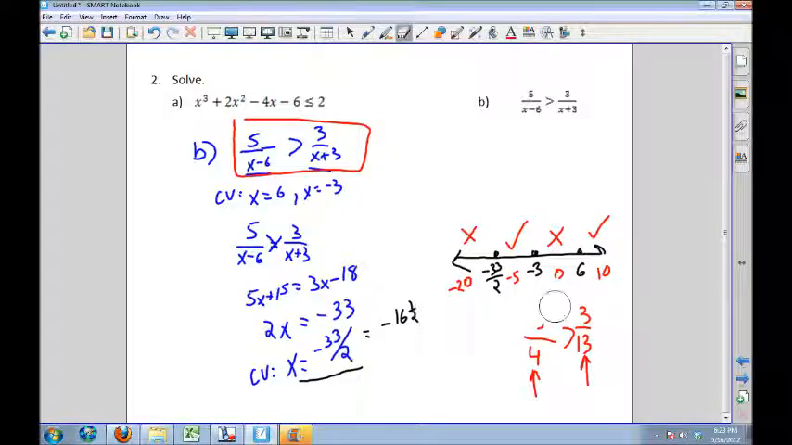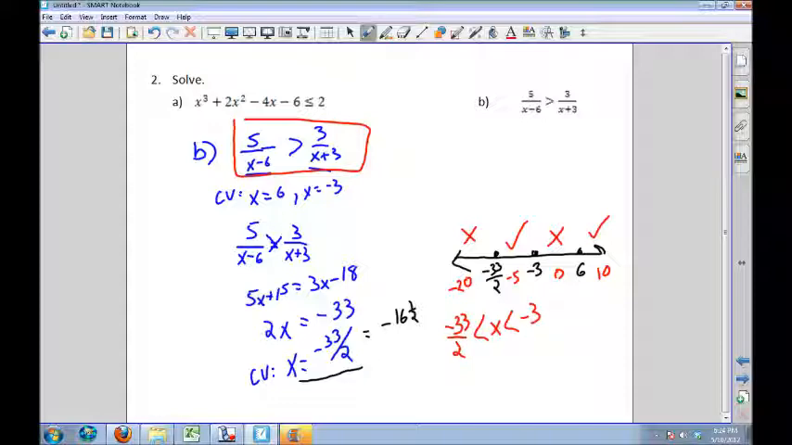Once I've done all those test points, I know which intervals work, and then I just have to summarize that solution. So I know for values of x between negative 33 over 2 and negative 3, I will have solutions that make this equation valid. Notice that there's just a greater than sign. There is no equals portion, so I will not be including an equals portion on my solution down here.